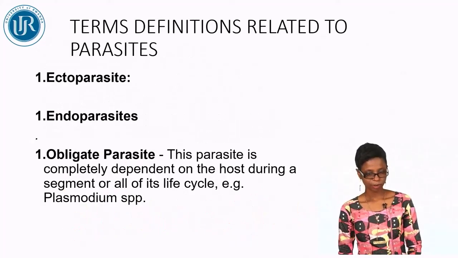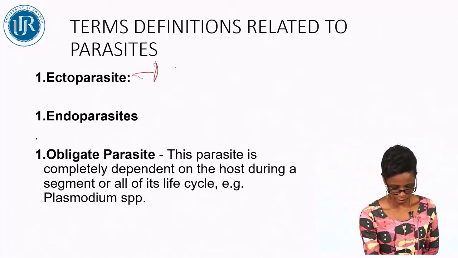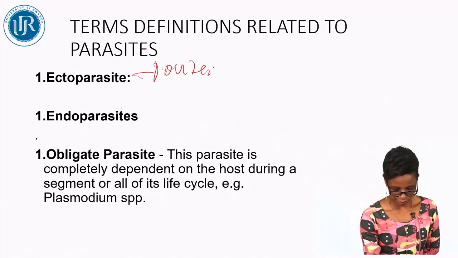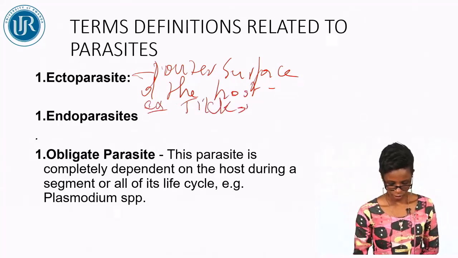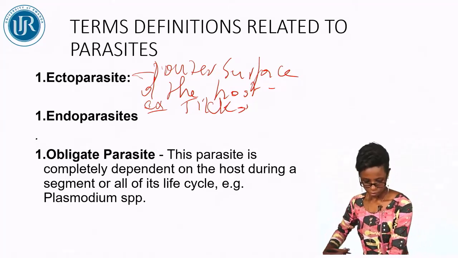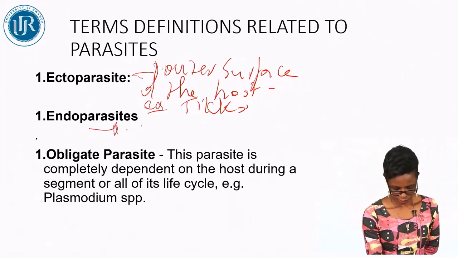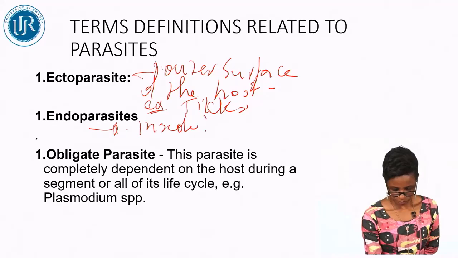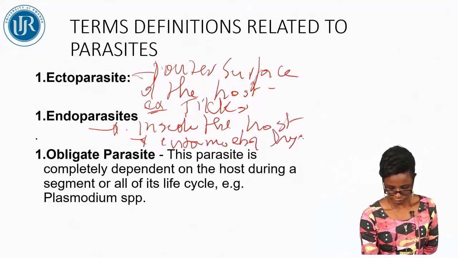So we also have some definitions related to the parasite, where you have ectoparasite. When you talk about ectoparasites, those are the parasites which live on the outer surface of the host. In this case, you have to talk about ticks. Ticks are organisms which in most cases live on the cow. You also have endoparasite. Those are the parasites which live inside the host. For example, there is Entamoeba histolytica.